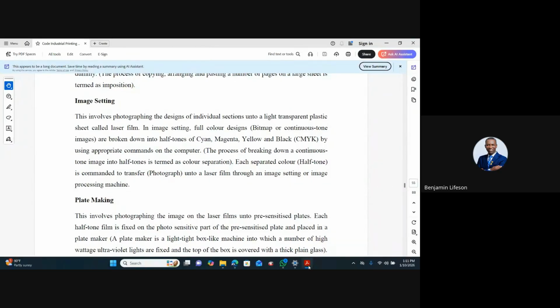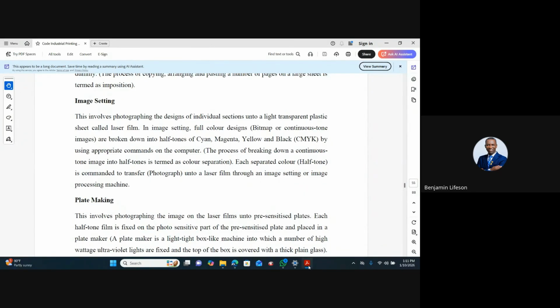All right. So in simple terms, let me make it so simple for you. When I'm talking about image setting itself, it's a process of preparing and placing images. The images can be photographs, illustrations, or graphics, onto a layout or design for printing or digital publishing. So that is how to set.